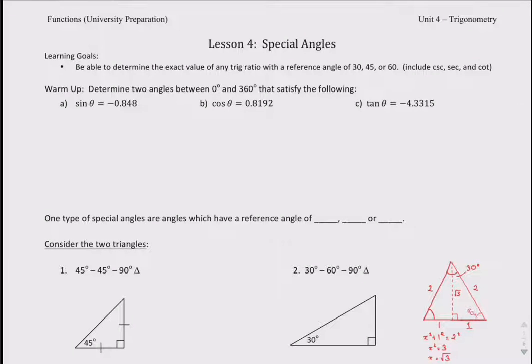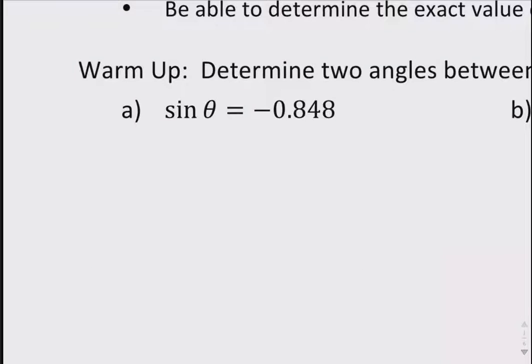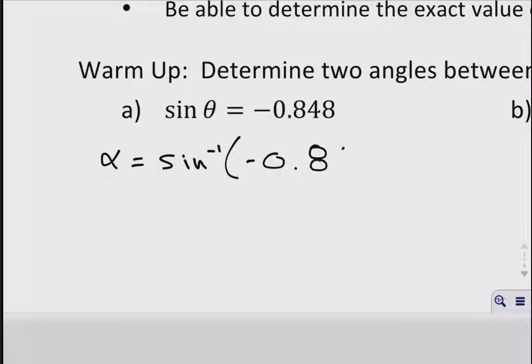So we're going to begin with our warm-up for stuff that we covered yesterday. Let's take a look at the first example here in our warm-up. We want to find two angles in between 0 and 360 degrees satisfying this equation here. Now, the first step is always to find the reference angle, which I will again denote by theta, as you recall from yesterday. That is the sine inverse of negative 0.848, which on your calculator will yield negative 58 degrees.